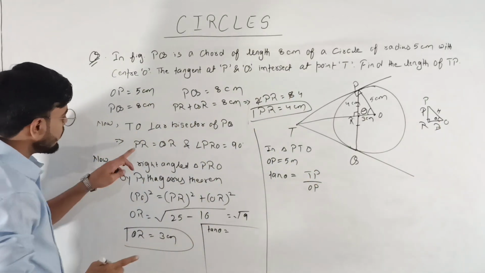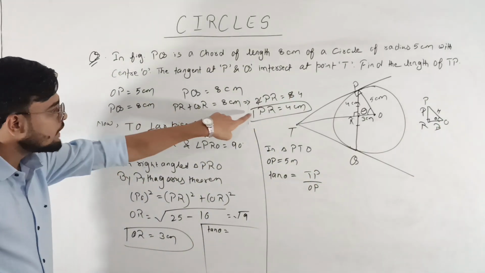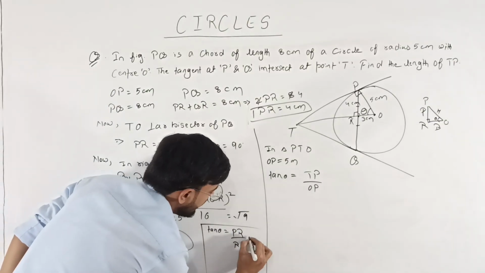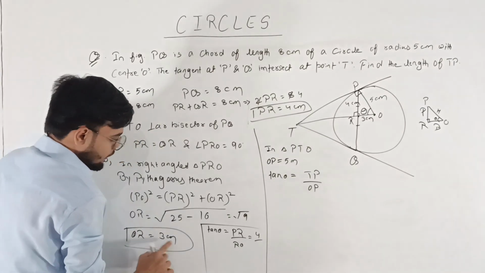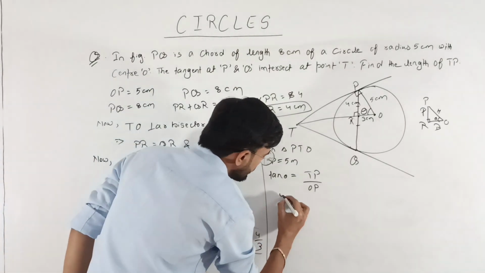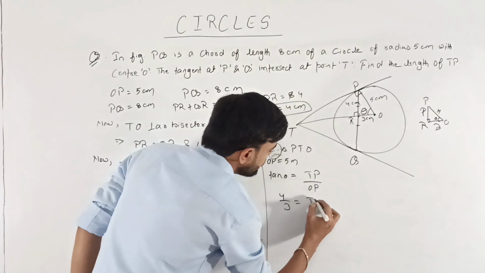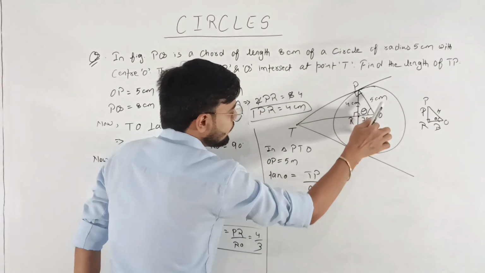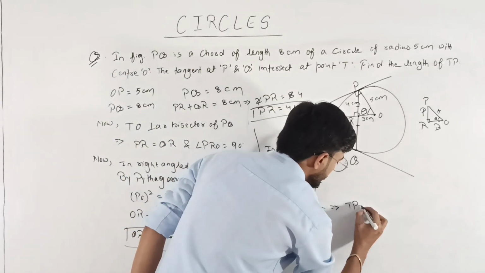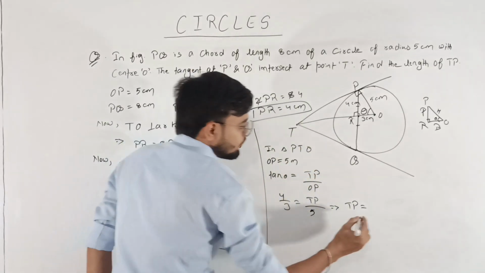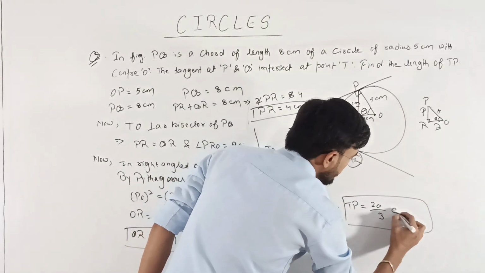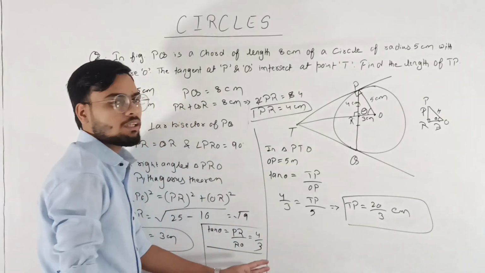So now look, PR is what? PR is 4 centimeter. So tan theta is PR upon RO, and PR is 4 and RO we find 3. So tan theta is 4 upon 3. So in place of tan theta I write here 4 upon 3 is equal to, now we have to find TP and OP. OP is what? 5. So 5. Now calculate this one. So from here TP is what? TP is 5 into 4, which is 20 upon 3. Now this is our TP, which is 20 upon 3 centimeter.